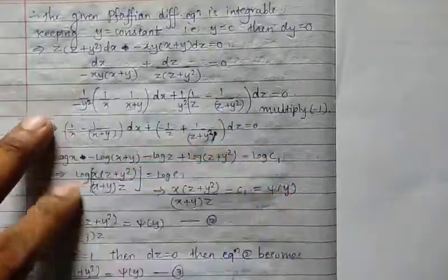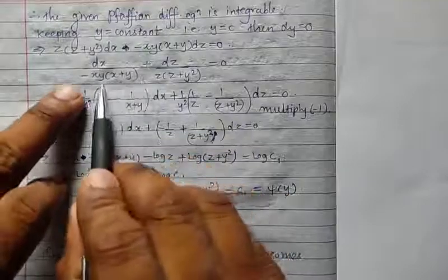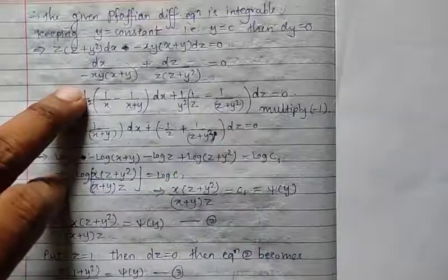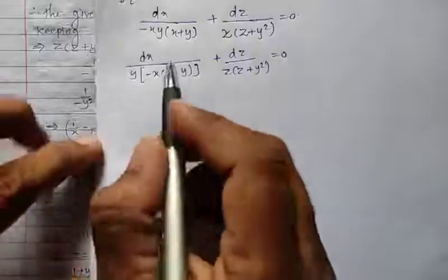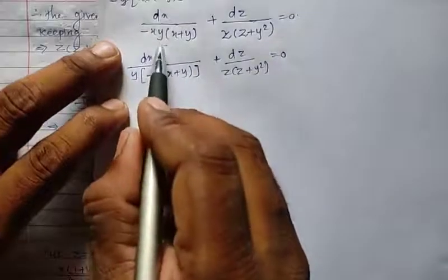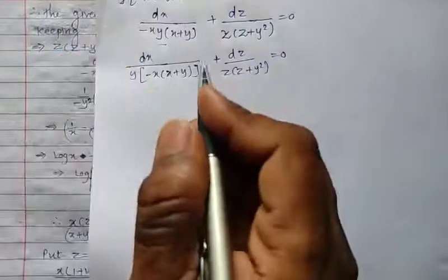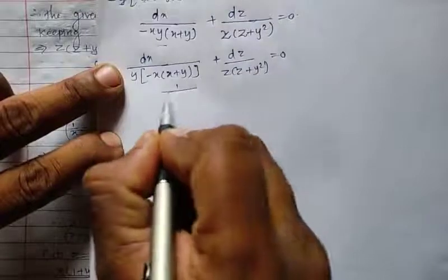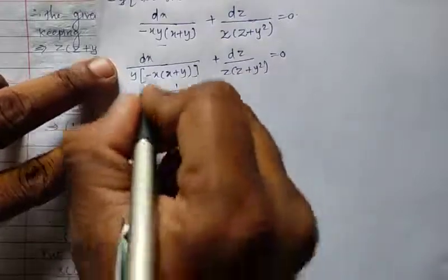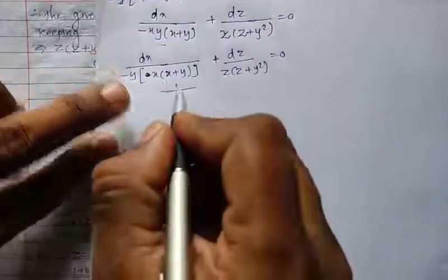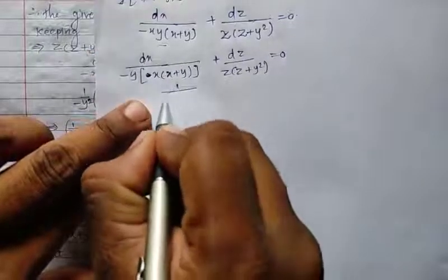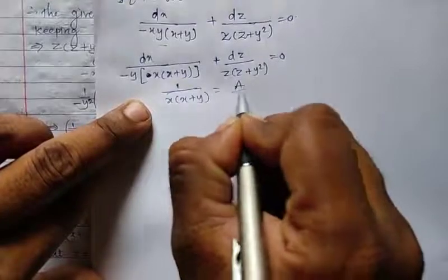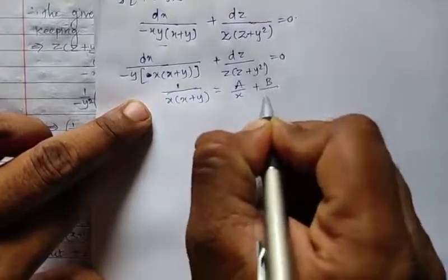So how to apply it here? Here y is constant, right? So we separate out y and find the partial fractions. This is our equation, where y is constant. Now we'll use partial fractions for this. We keep the minus as it is. So we have the term 1 upon x(x + y), and this can be written as a upon x plus b upon (x + y).